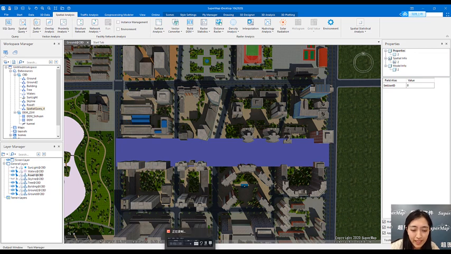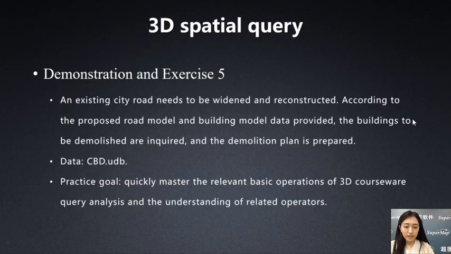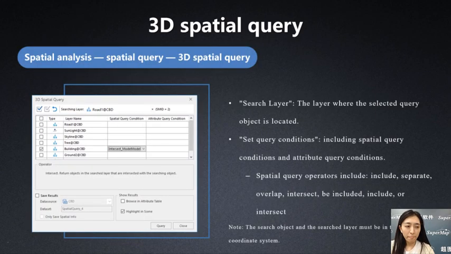Okay, and let's come back to our PowerPoint. Okay, and that is our 3D spatial query. The 3D spatial query is in the spatial analysis tab, and when we click the spatial query button we could find the 3D spatial query.